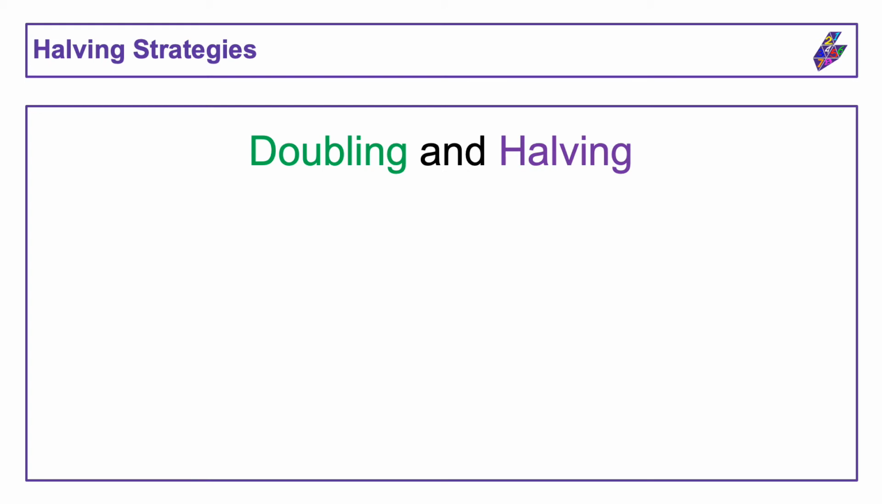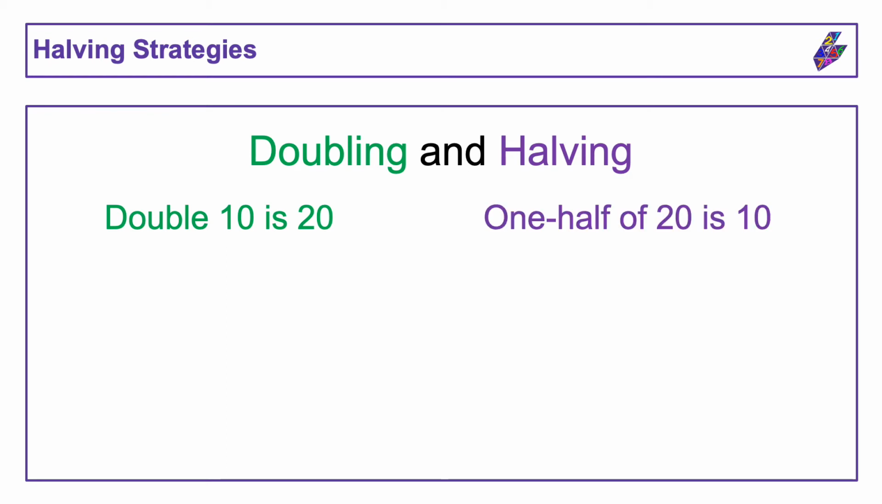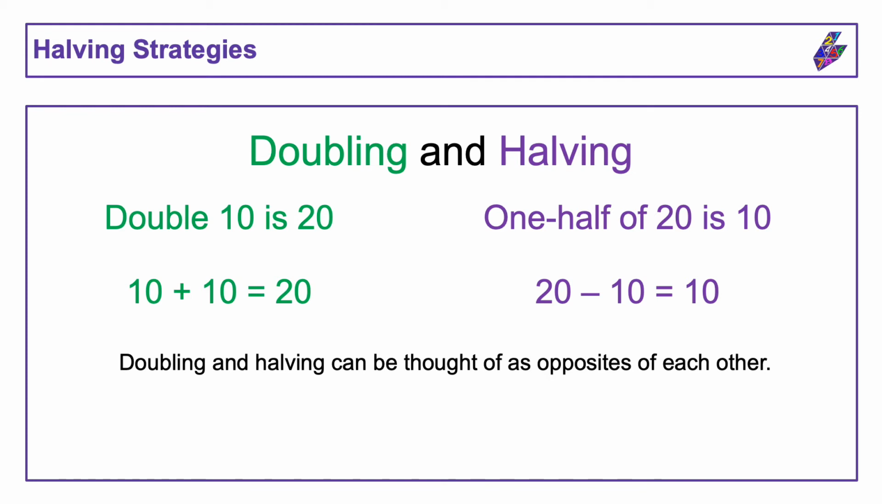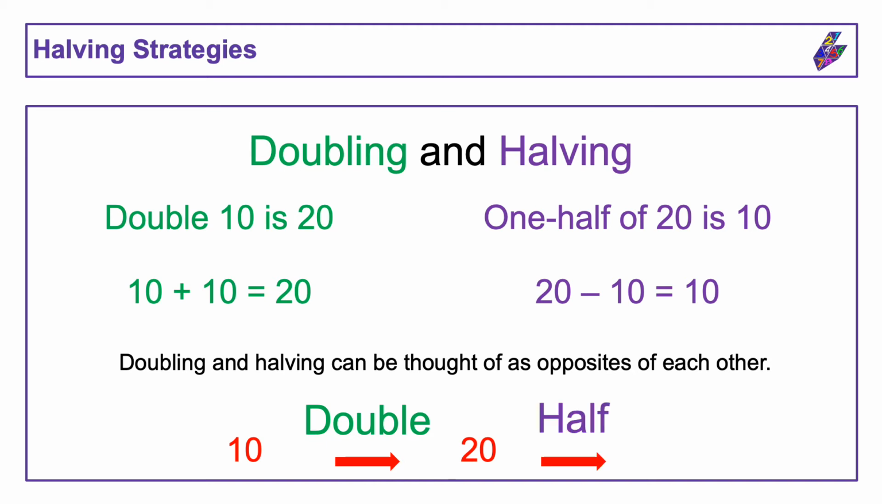Let's look at the connections between doubling and halving. Double 10 is 20, and 1/2 of 20 is 10. Or we can say 10 plus 10 equals 20. This is our double relationship. Or 20 minus 10 equals 10. This is our halving relationship. You might notice the connection between the two. Doubling and halving can be thought of as opposites of each other. If I have 10 and I double it, I get 20. Then if I take 1/2 of 20, I get back to 10.